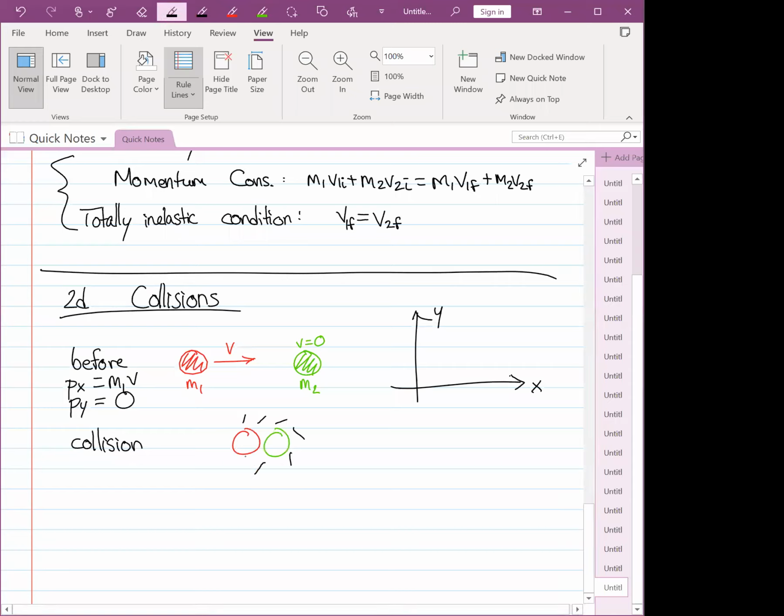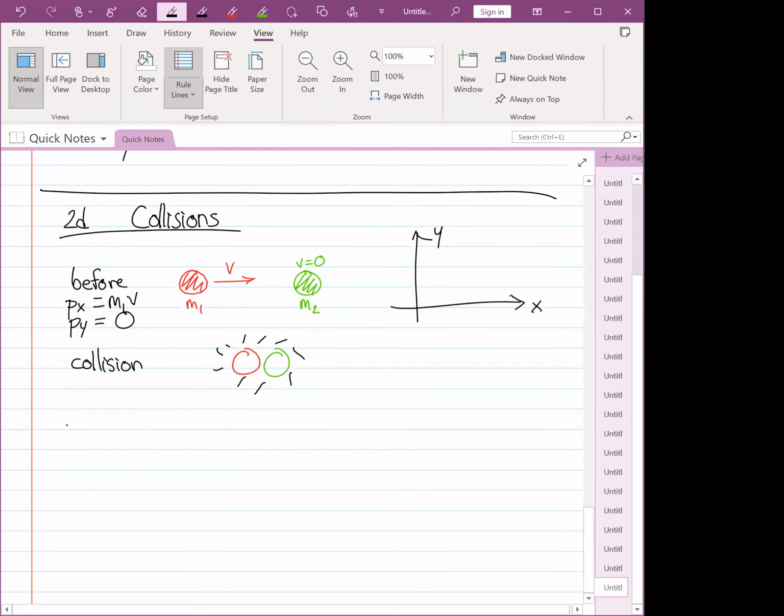You know, sparks happen, a collision happens, they bounce off each other, whatever. And then we would have after the collision. Something happens after the collision, they fly off in whichever direction. And so maybe one of them goes off, say, this way, with velocity v2. And maybe the other one goes off, say, this way, maybe with velocity v1.